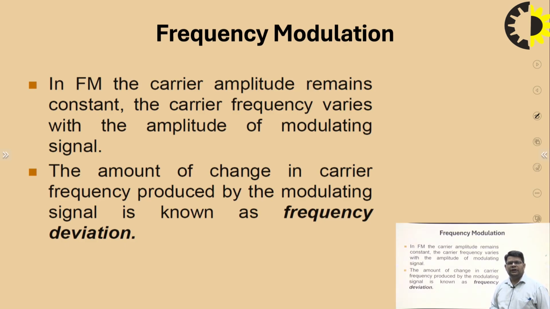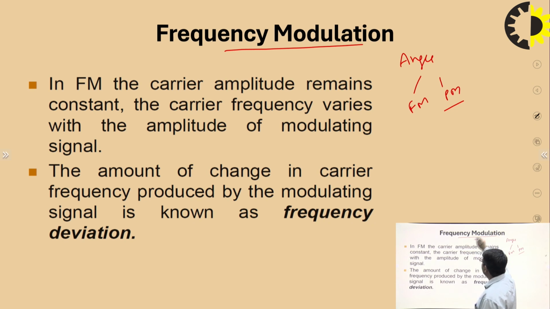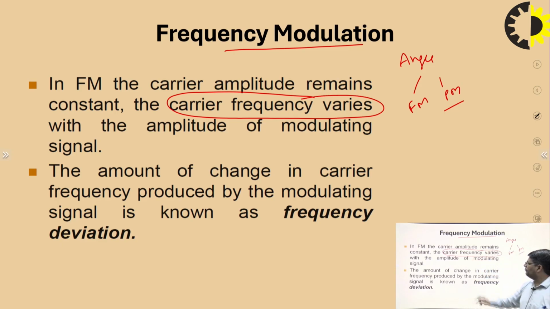So now, as we have studied, angle modulation has two types: FM and PM, that is, frequency modulation and phase modulation. As is clear from the name, frequency modulation is where the frequency of the carrier signal varies according to the amplitude of the modulating signal, and the amplitude remains constant. Only the frequency varies according to the message signal, and the amplitude remains constant. That's frequency modulation. And in FM, we vary the frequency as we have studied.